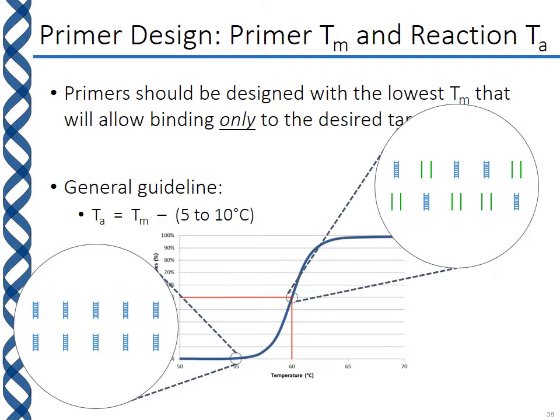And of course, if you remember the way the DNA melting curve works, if we go above the TM, now we're breaking more of the bonds and approaching the point where none of the primers can bind to their respective locations.